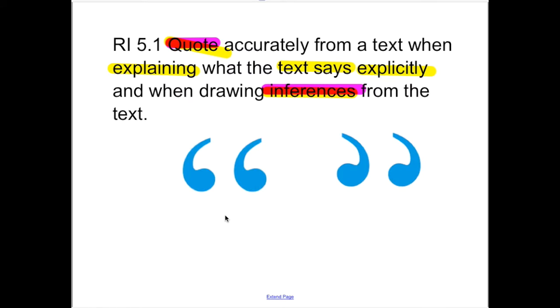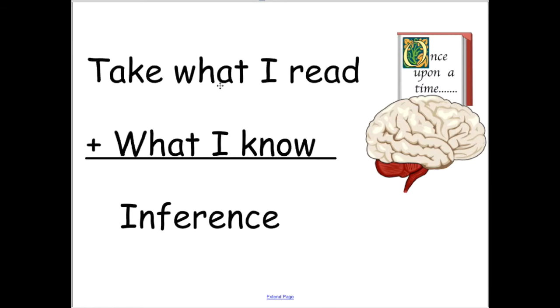Hi, 5th graders. Today we have our second lesson in RI 5.1. We're going to continue to work on quoting accurately from the text when explaining what the text says explicitly and when drawing inferences from the text. Remember, to make an inference, we take what we read, we take what we know, and we put them together to make an inference.